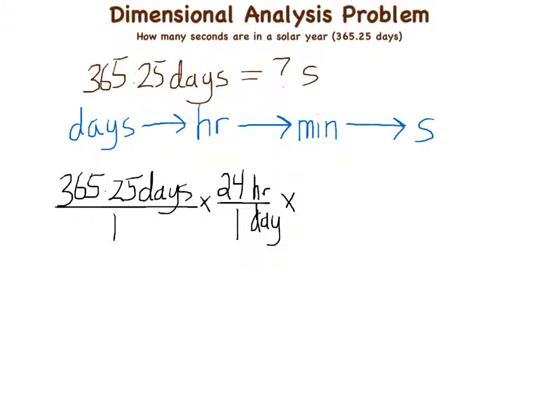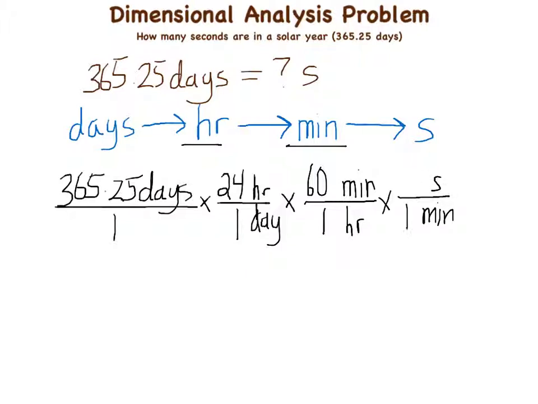Now we have to go from hours to minutes. So we need a conversion factor from hours to minutes. In 1 hour, there's 60 minutes. So first we went to hours, now we're at minutes. Now we need to go from minutes to seconds. So minutes on the bottom, seconds on the top. In 1 minute, there's 60 seconds.